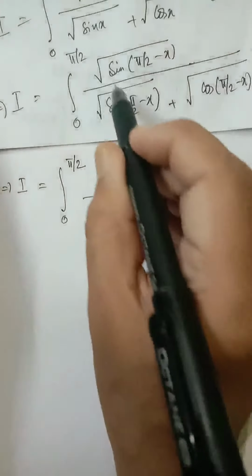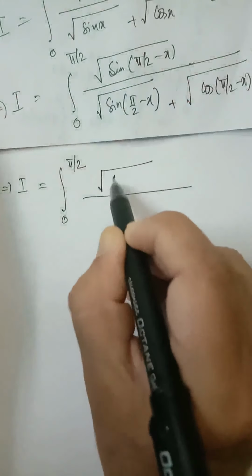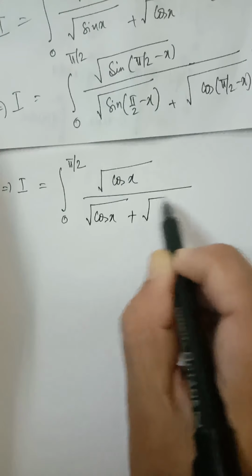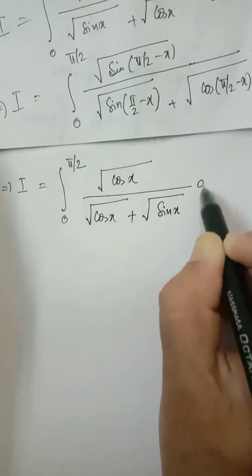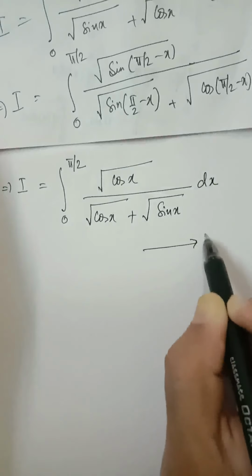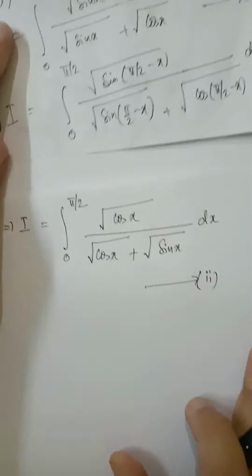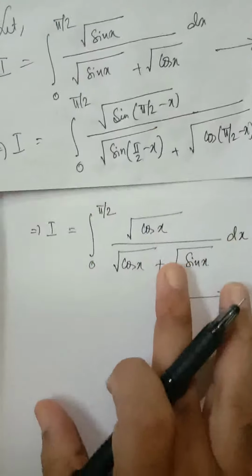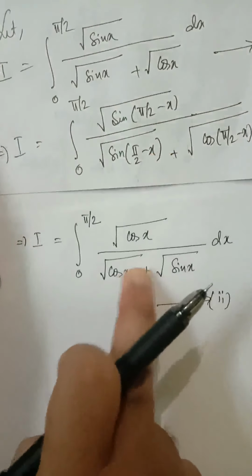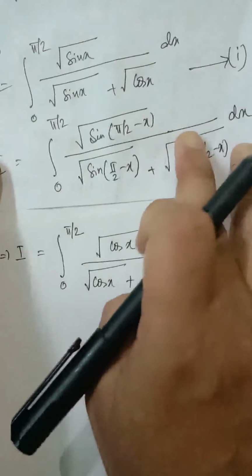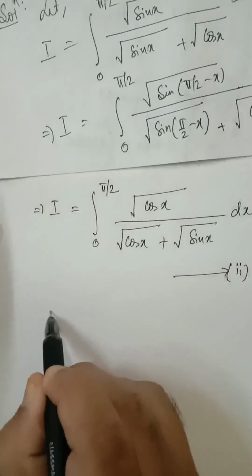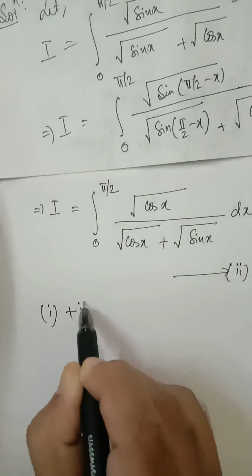Therefore I equals the integral of root over sin of pi by 2 minus x, which will be root over cos x, by root over cos x plus root over sin x dx. I will mark this by number 2. So this is our number 1, the given question, I equal to this, and after using property 4 I got this relation and marked it by 2. Now we will add 1 and 2.